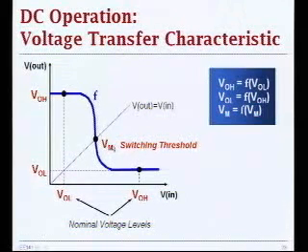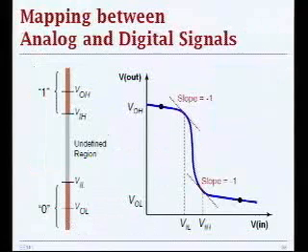So now the question is, what happens if your input signal deviates from this nominal value, and how much deviation can you tolerate? In order to understand that, we will need to introduce the noise margin concept to be able to quantify the ability of a gate to work in a noisy environment.